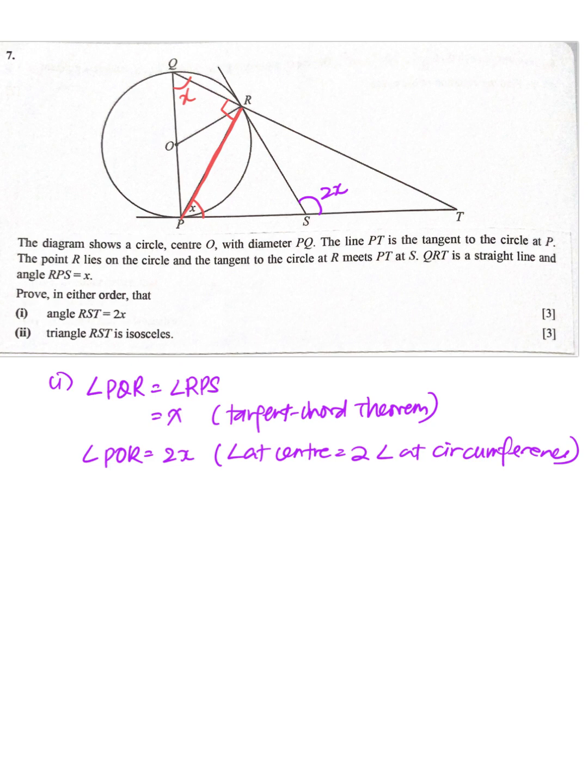So you have this one, and then from the same arc PR, you have the angle at the circumference, so this is 2x. And then angle OPS is equal to angle ORS is equal to 90 degrees. Why? Tangent perpendicular to radius.